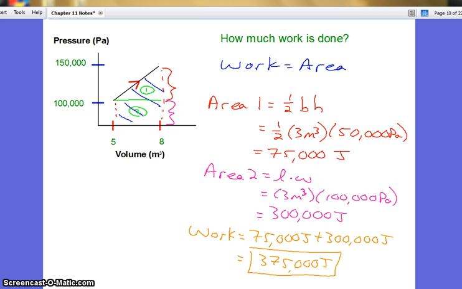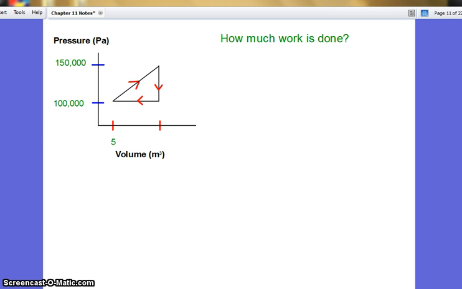But what happens now? What happens if we have multiple sections? Let's say we have 3 points. We'll call this point A, point B, and point C. And so we go into circular motion, and we want to know the total work that is done. How do we solve that? Well, again, the work is equal to the area.